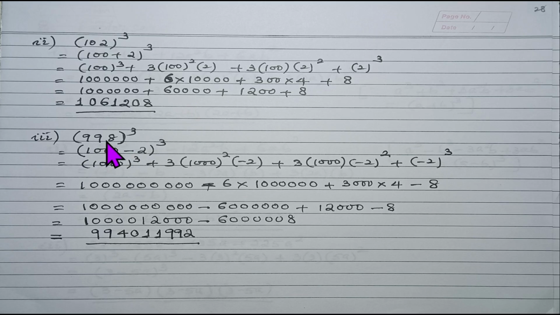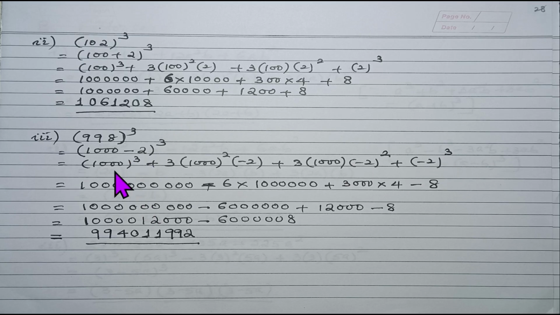Now the next example is 998 cube. 998 can be written as 1000 minus 2, and again applying the same identity, (a minus b) whole cube is a cube minus 3a square b plus 3ab square minus b cube. Here a is 1000 and b is 2. So putting it in, we get 1000 cube minus 3 into 1000 square into 2, plus 3 into 1000 into 2 square, minus 2 cube.